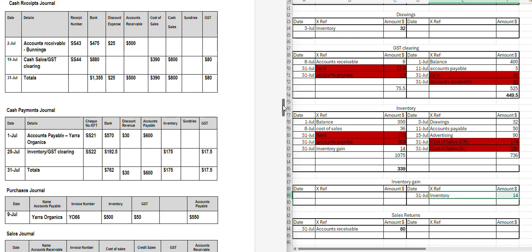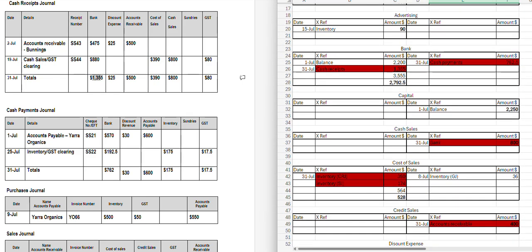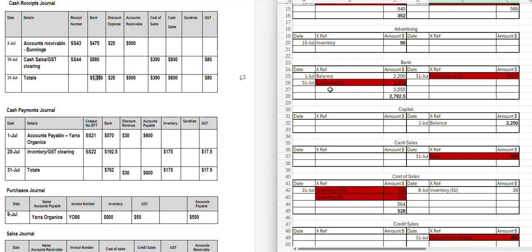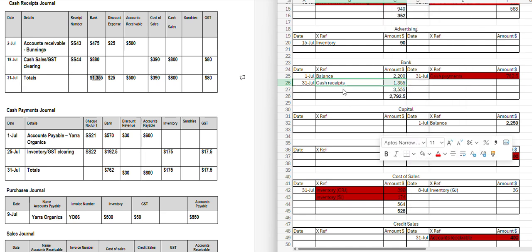So let's start with our cash receipts journal. We're just going to work with the totals here. So during the month, we've had $13.55 for our total cash receipts. That's come into the bank, and so therefore that's increasing the bank. And in terms of the cross references, we don't want to write accounts receivable slash cash sales slash GST. So we're just going to cross reference this with cash receipts, which is made up of, like I said, a combination of these other totals.